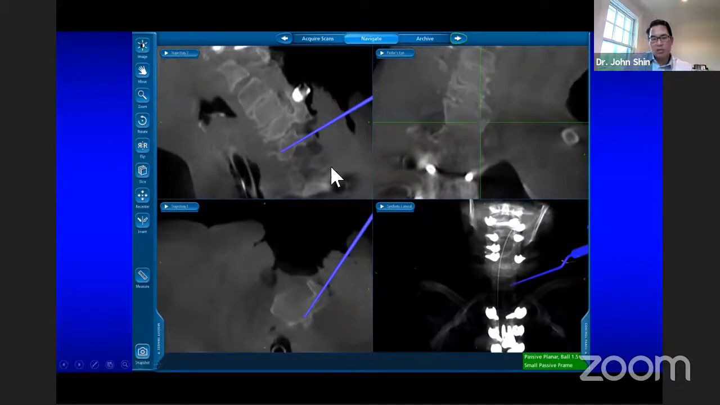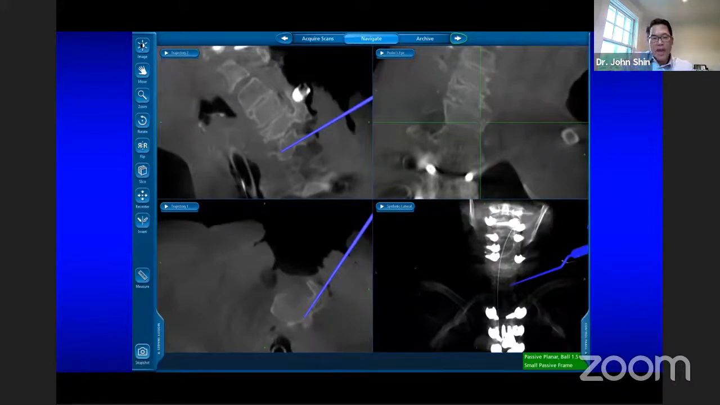Again, this just shows me in real time, yes, I'm down that pedicle. I'm following that lateral wall of the vertebral body. I know how far I am. I know how deep I am because I don't want to break through that anterior cortex. And for me, I find it very helpful because it's such a narrow corridor.